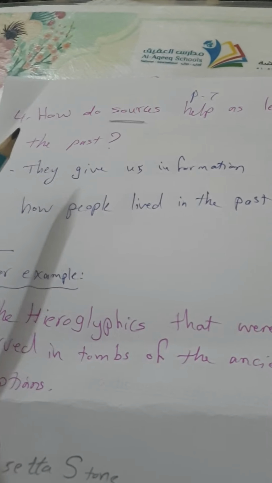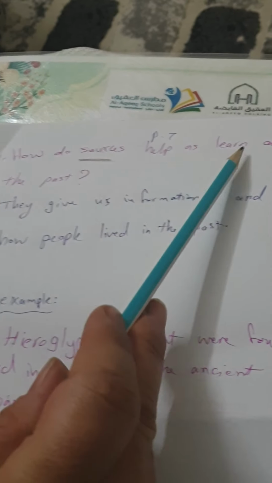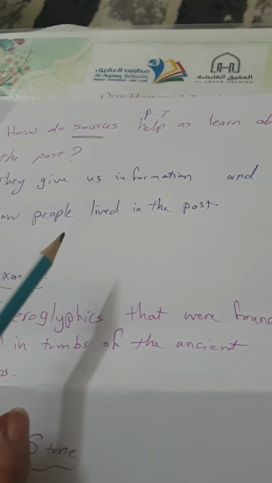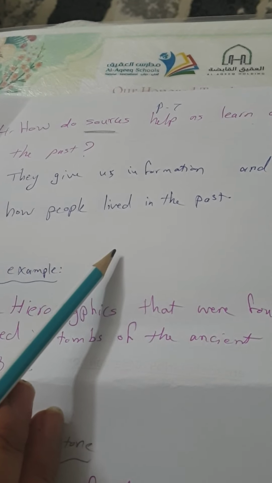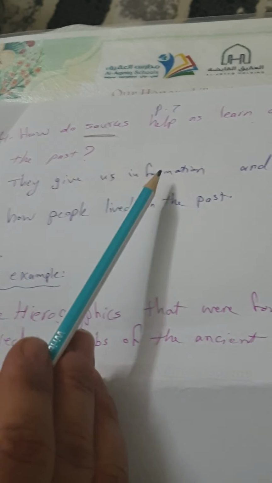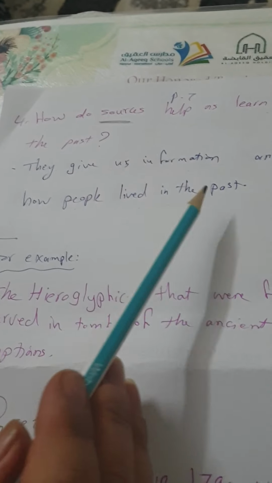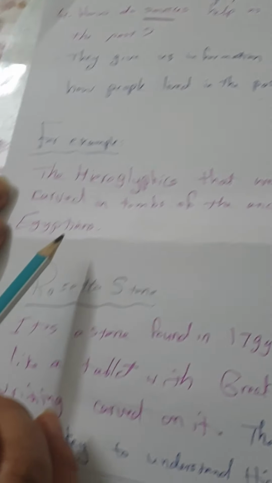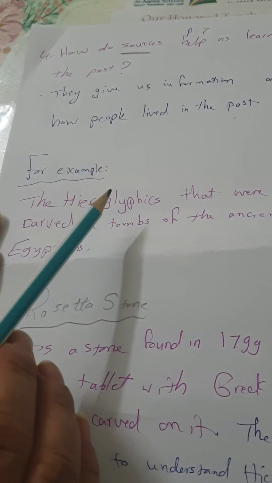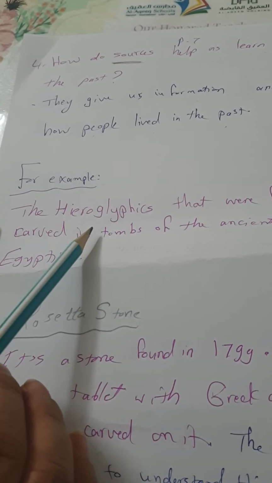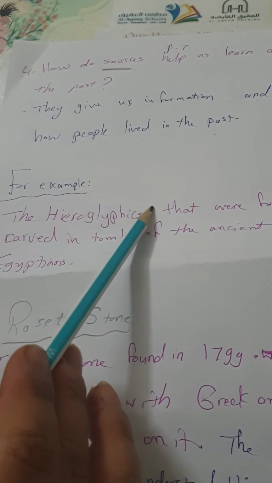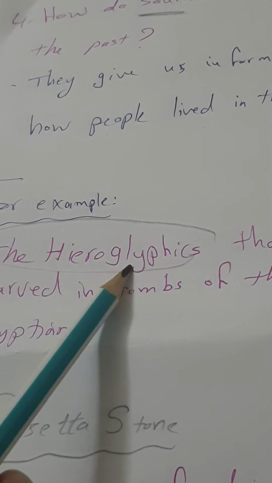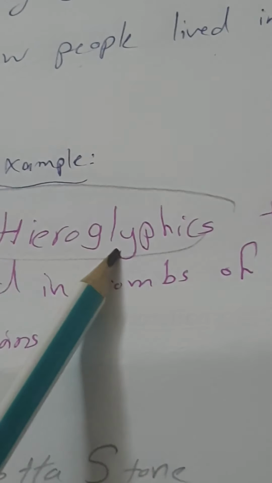The sources or the evidence. How do these sources help us learn about the past? Of course, when we find old information carved on rocks or papers or old maps or even old buildings, these give us information and describe how people lived in the past. The most important example of this is the ancient Egyptian writing. Do you know what it is called? The language of the ancient Egyptians is called hieroglyphics. Again, hieroglyphics is the writing or the language of the ancient Egyptian people.